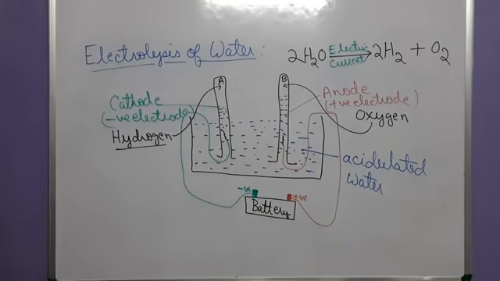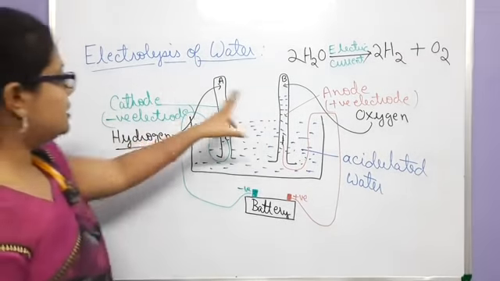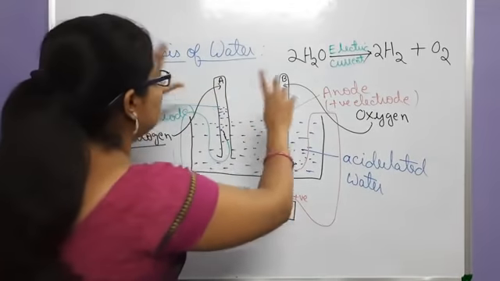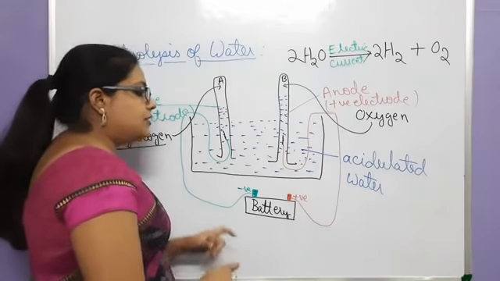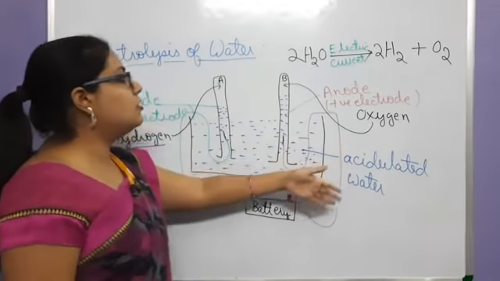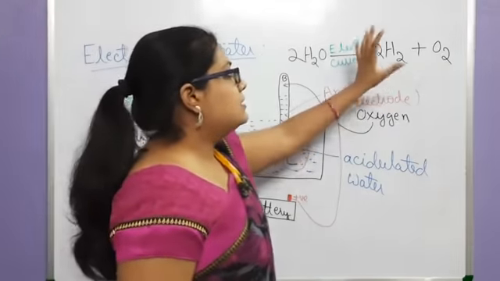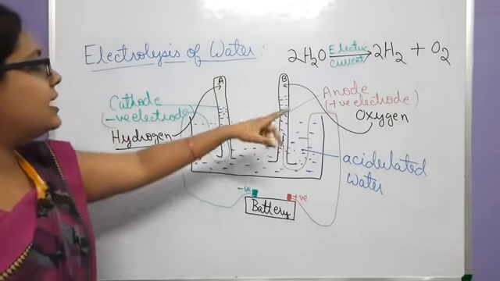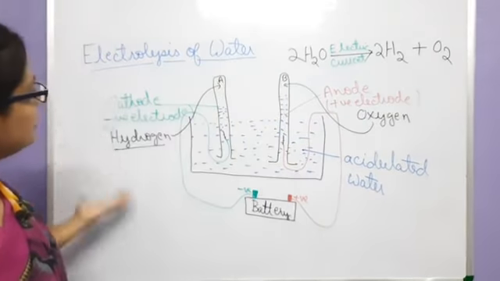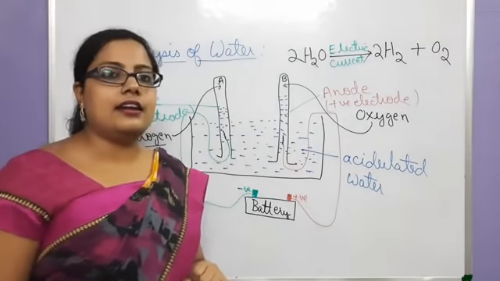So like this, the electrolysis of water is carried out. First of all, the arrangement is made, then two electrodes are taken. Now the two electrodes are joined to the terminals of the battery. The terminals of the battery decide whether they are positive or negative electrodes. Then when splitting takes place, one element is collected at one electrode and the other element at the other electrode. So like this, electrolysis of water is carried out.